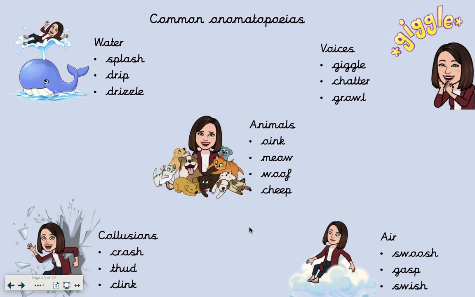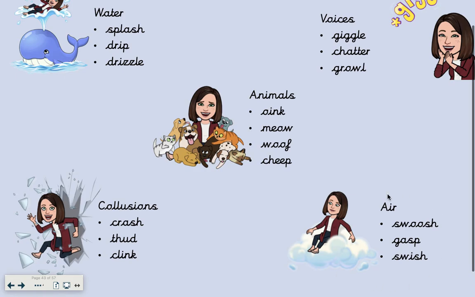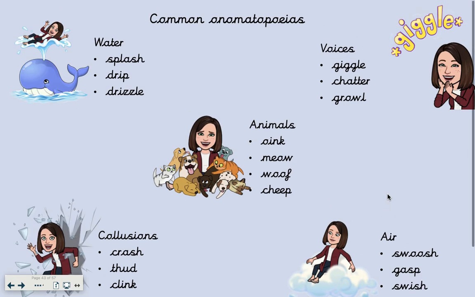If there are any animals in our story, then we can hear the noises like the words oink, meow, woof, and cheep. Okay, feeling very strange saying these to Year 5, so it's just bringing it back round to that knowledge of the common onomatopoeias again. And then we have collisions, if there's a crash, if somebody's fallen, maybe a piece of the setting's fallen down, maybe a tree's fallen, and you can hear those noises, so crash, thud, clink, okay? And then think about air, so maybe the wind, maybe an aircraft, things like that, so swoosh, gasp, and swish. So we can hear those words when we say it.